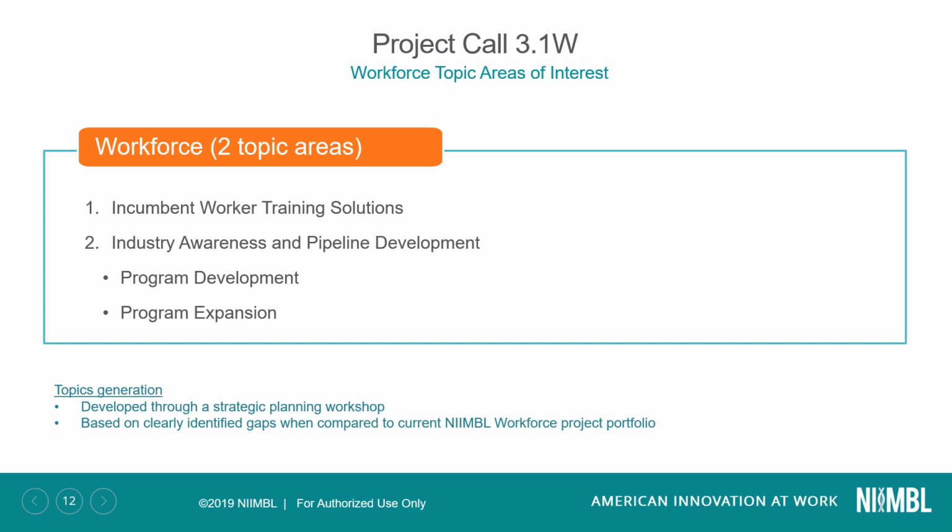So this is analogous to the earlier slide for PC 3.1T, where we've identified the key topics, and again, that has been done based on a lot of input from our key stakeholders, academic, industrial, federal partners, to help focus PC 3.1W. And so we have the two main areas: incumbent worker training solutions and industry awareness and pipeline development, where the second one has been broken out into a couple of key areas. Not a lot of details here, just like in the similar slide for PC 3.1T, whereas there are full details with paragraphs of explanation, suggestions, and examples. Those are all in the full RFP. So again, refer to those full RFP documents on our website for greater detail.